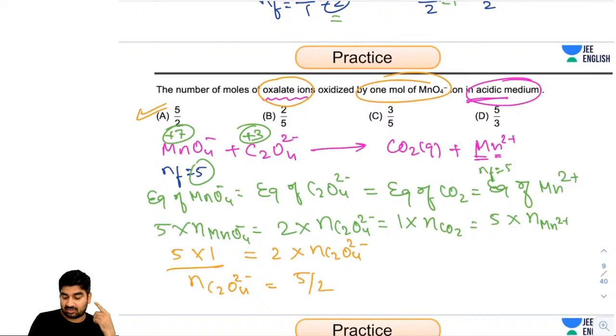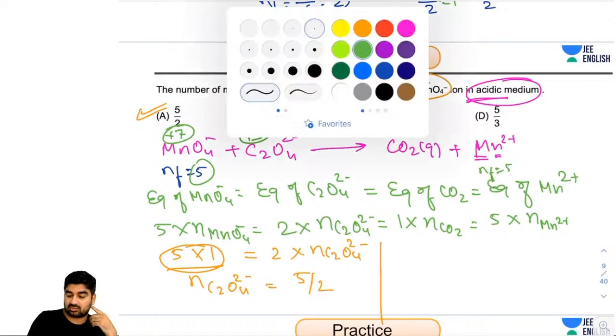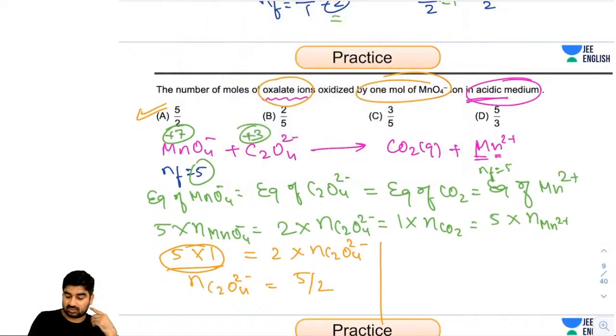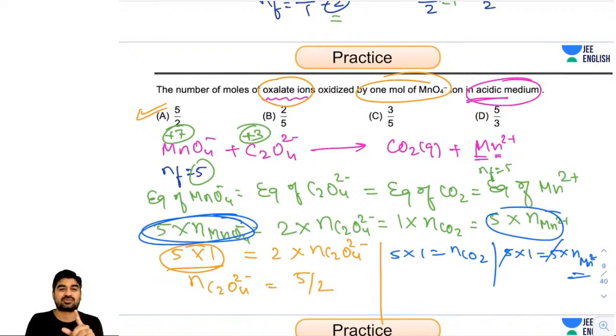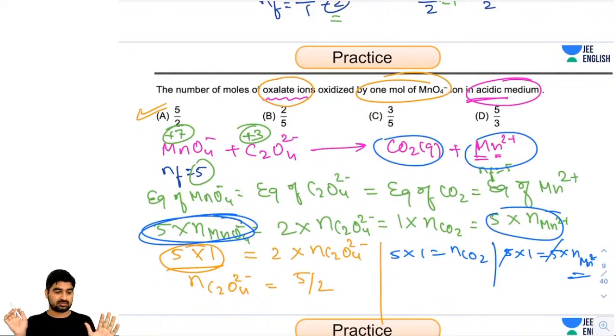Similarly, guys, now you know the value of this equivalent. From here, if you want to calculate mole of CO2, you can also do that. Just equate it. 5 into 1 is equal to mole of CO2. Similarly, 5 into 1 is equal to 5 into mole of Mn2 plus. 5 will cancel out, so mole of Mn2 plus will be 1. So now guys, using the law of chemical equivalence, you can find out mole of any product.